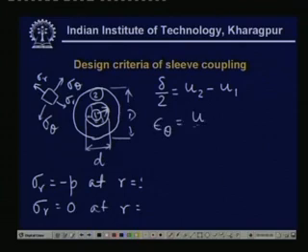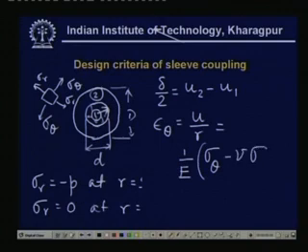and again you know epsilon theta will be equal to U by r. This is known for an axisymmetric problem, and of course we know that this will be equal to 1 by E times sigma theta minus nu sigma r. So, this is the generalized Hooke's law.